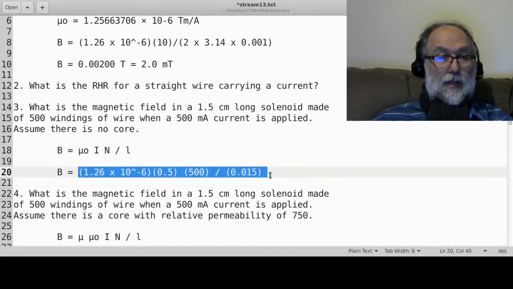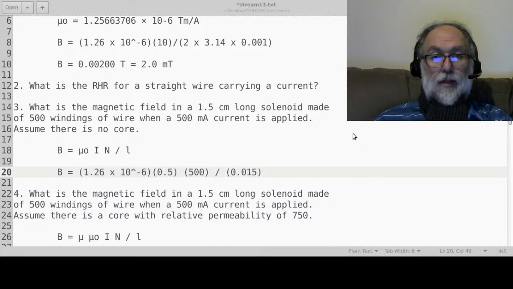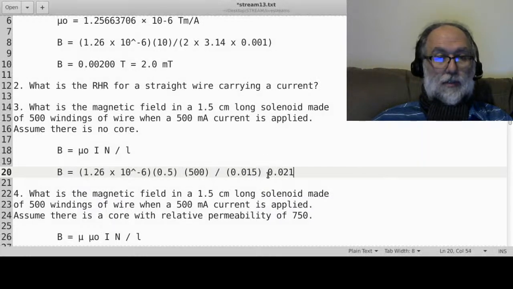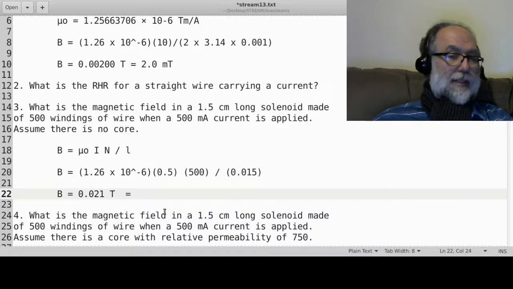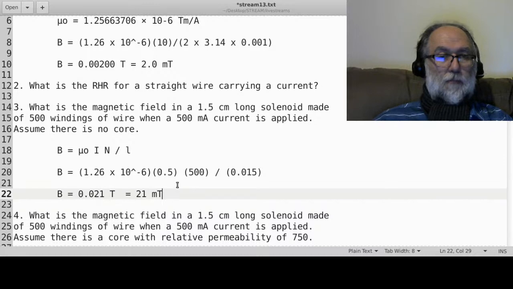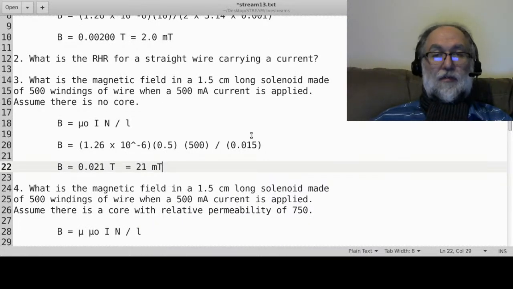So let's take this and calculate it. All right, so that's equal to this number right here. Let me put it on the next line. B is equal to that many Teslas. Okay, again, on a test, I probably wouldn't put a number like that. I'd move the decimal over 3, and so it's 21 milliteslas. There you go. So, all right, not a very big magnetic field.